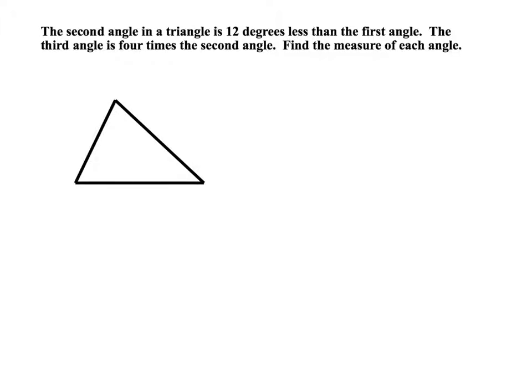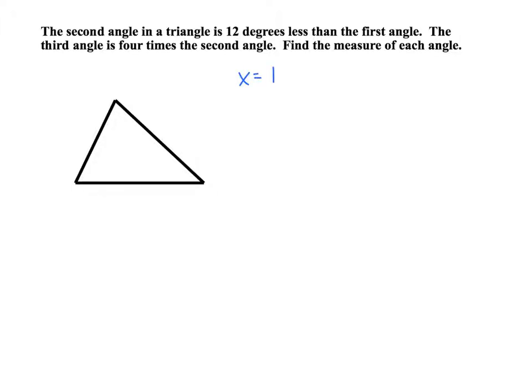As I said before, when you are doing these types of problems, it doesn't really matter what you let x equal in the problem, and you can certainly let x equal different things. So I am going to do this problem 2 different ways. First of all, it says the second angle in a triangle is 12 degrees less than the first angle.